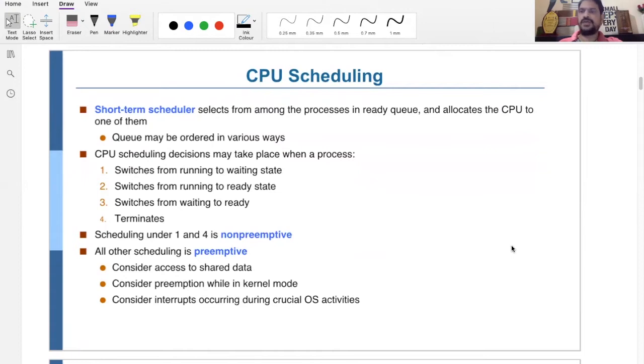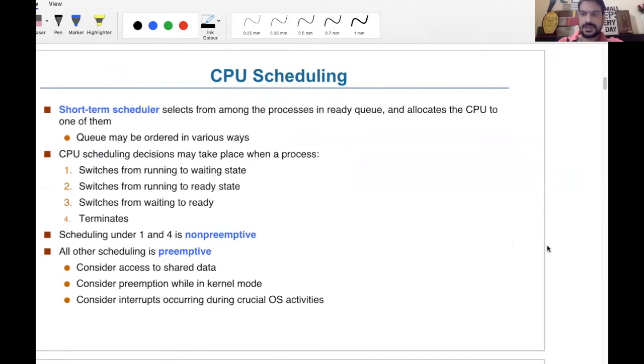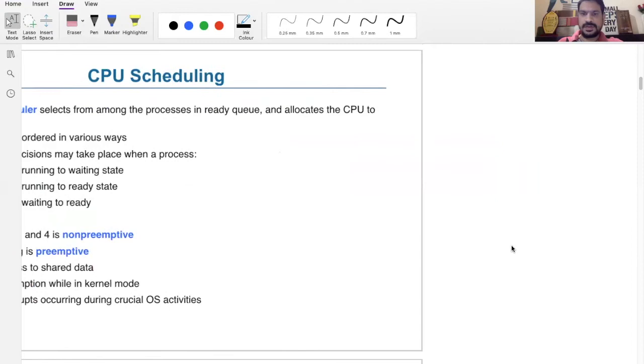The CPU scheduling, and we'll see some of the algorithms related to CPU scheduling. So when we talked about the process, what we have learned about its state, right?